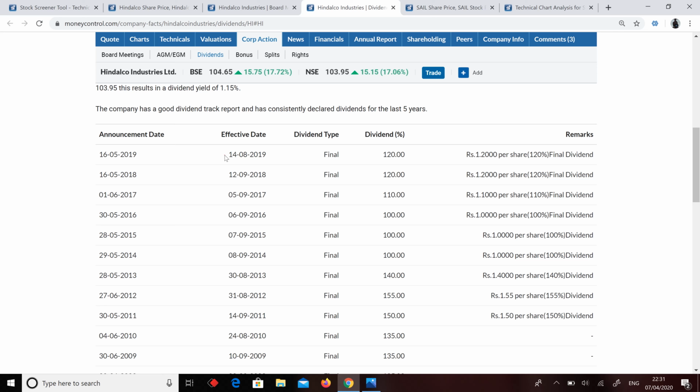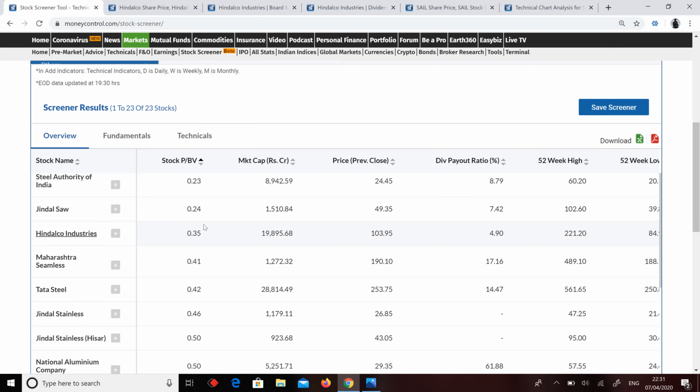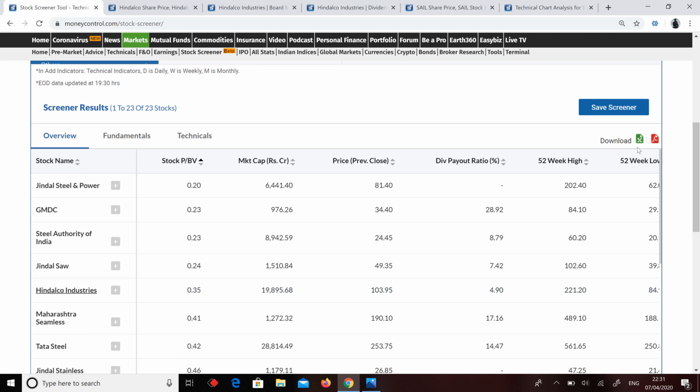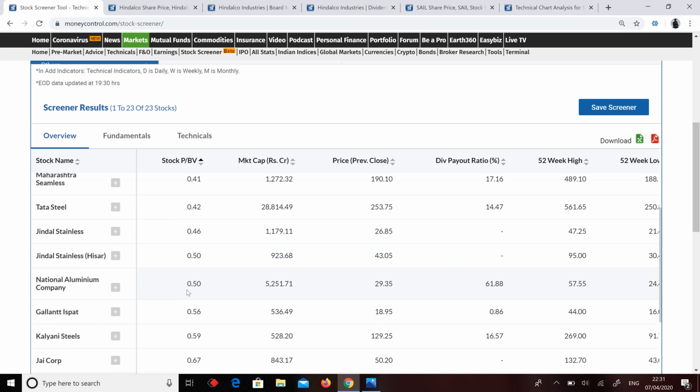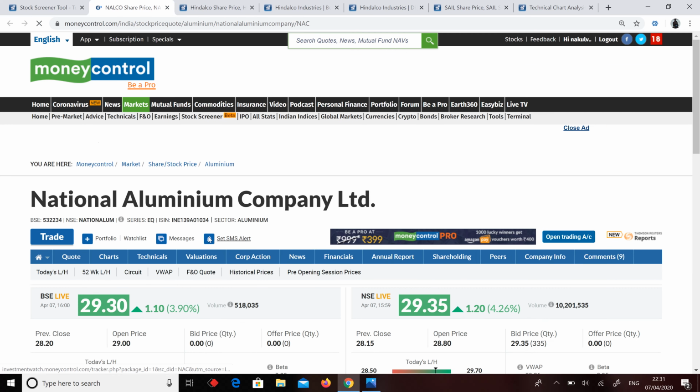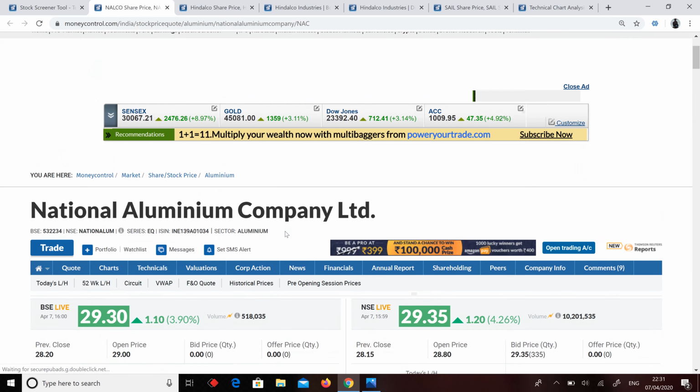How to check the dividend policy? This is the dividend policy. The company has a good record and so on. Right? Going back to our screeners. So right now, you can even download it to Excel as well. Jindal Steel, GMDC, SAIL, Hindalco, Tata Steel, NALCO. NALCO seems to be good at valuations as well. Let's check out NALCO as well. NALCO today 4% up.